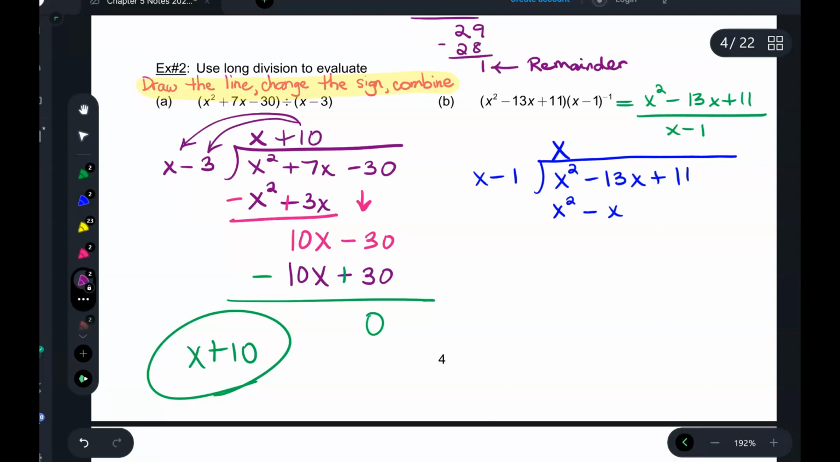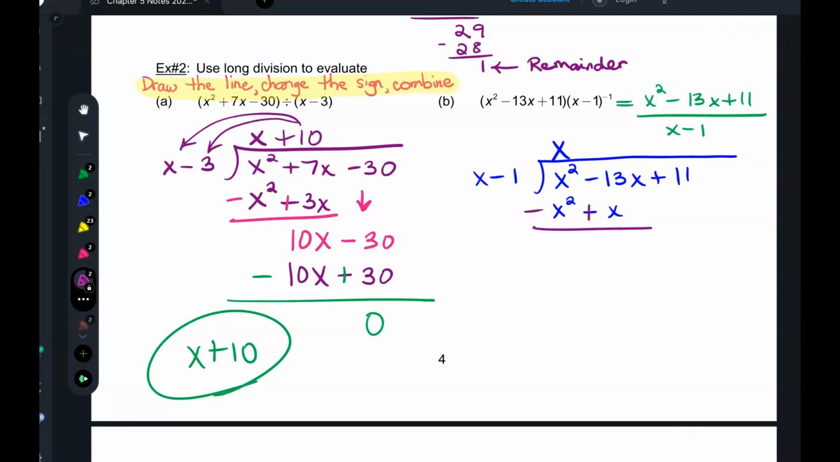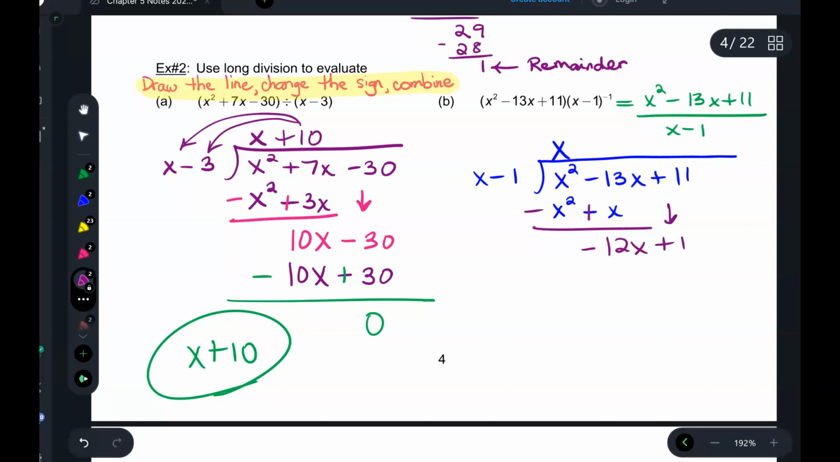Now draw the line, change the sign, and combine. Again, if these don't cancel, then we did something wrong. So that first term should always cancel. Negative 13x plus x. Bring down the 11. At least the nice thing with long division is it's the same process over and over again. When you first see it, it's a little confusing, but it's the same thing every time.